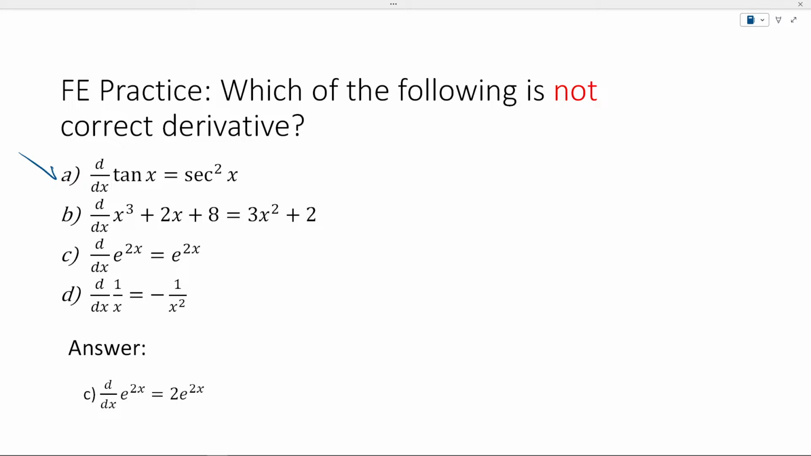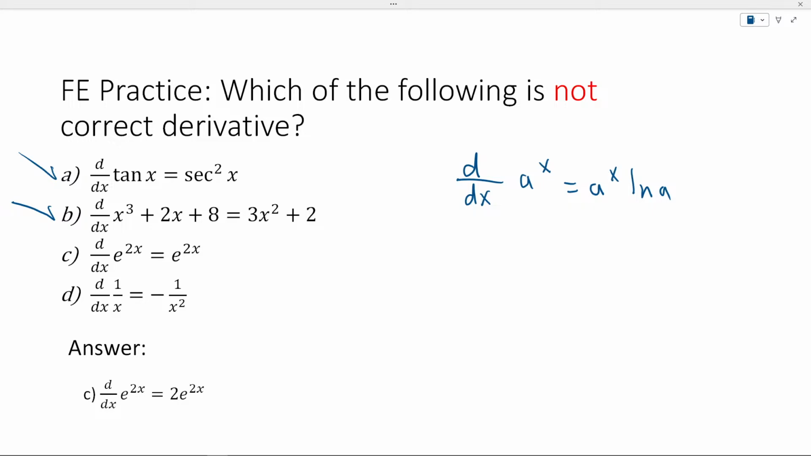How about this guy? So this guy here, that's 3x squared plus 2. So this guy looks correct to me. And then this guy here. What is the rule? Again, you put the rule and then you follow it. So the rule is d over dx of a to the power x is a^x ln a.